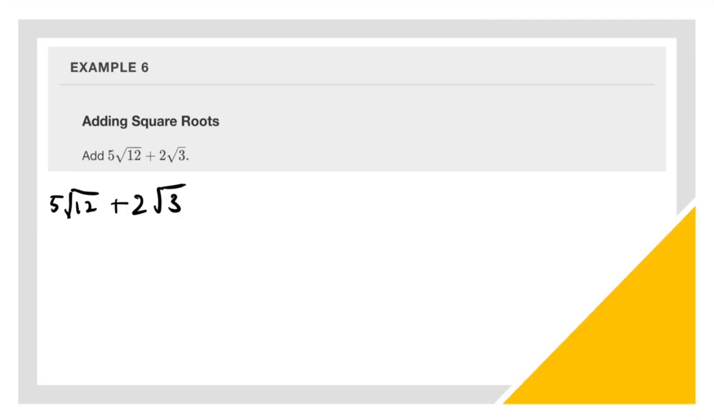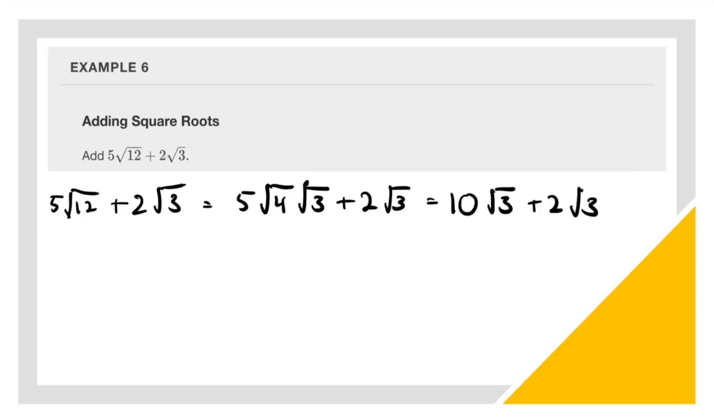Now 12 is what? 4 times 3. So this is going to be the same as 5 times the square root of 4 times the square root of 3 plus 2 times the square root of 3. But the square root of 4 is what? 2. So 5 times 2 is going to be 10 times the square root of 3 plus 2 times the square root of 3.